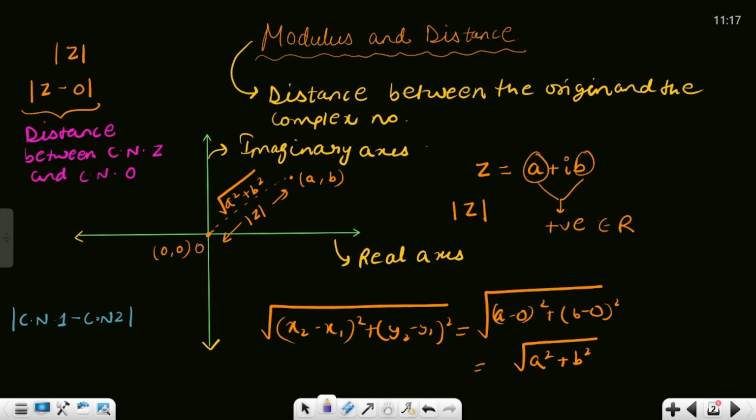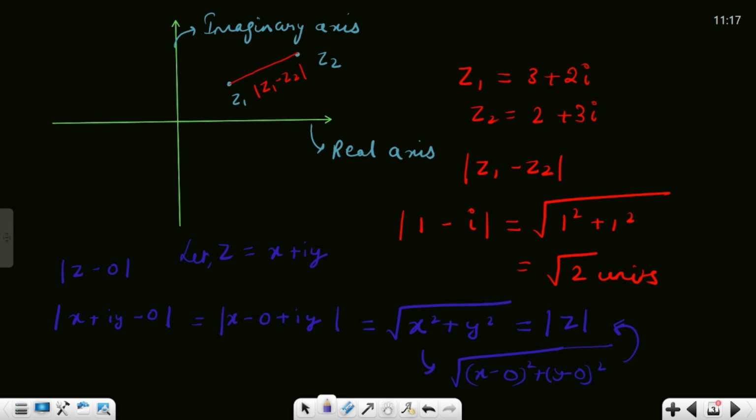Modulus is equal to distance in only one case, when one of the complex numbers is 0, meaning we are measuring the distance, magnitude or length from the origin to that complex number. But distance we can always measure. Distance always gives the magnitude, the length. It will be any finite quantity, any number. That's why we take the modulus here. Modulus and distance are completely different things.